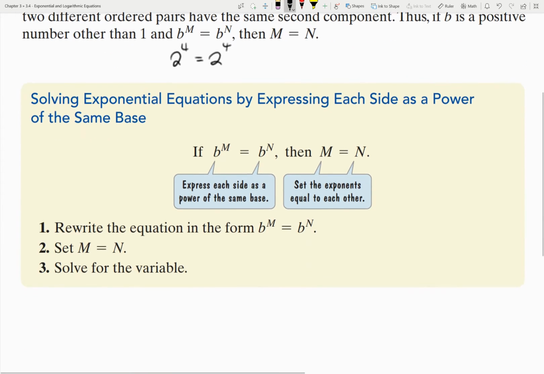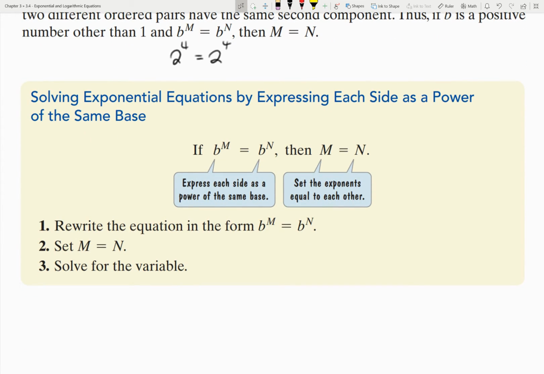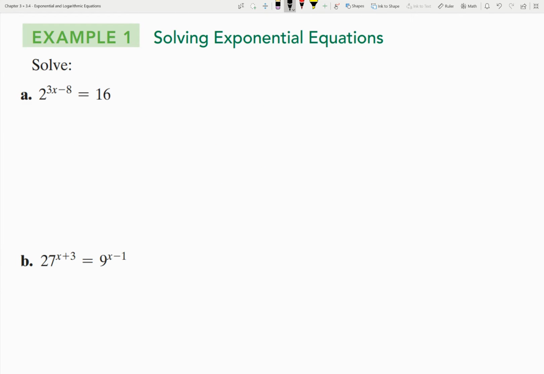We can use that to help us solve exponential equations by expressing each side as a power of the same base. With this one-to-one property, we are going to rewrite the equation in the form of some base to some exponent equal to the same base to whatever exponent the problem is telling us. Then we set the exponents equal and solve for the variable. Let's see what it looks like.